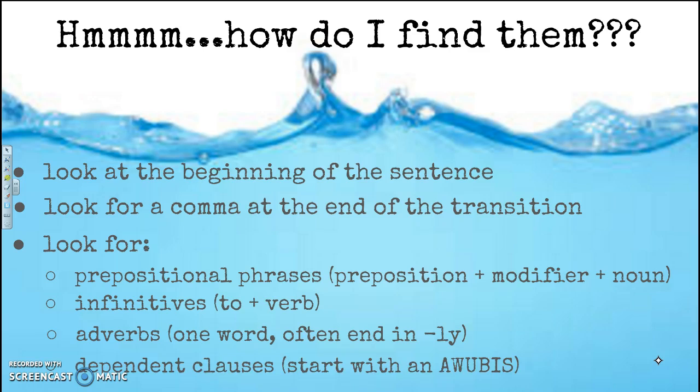And then the newest type of transition we've talked about are dependent clauses. Again, dependent clauses can come anywhere in a sentence, but when we put them at the beginning of a sentence, there's a pause, and you've got to find where that clause ends and put the comma. Dependent clauses are those clauses that start with an ABUBIS word and have a subject and a verb after them.